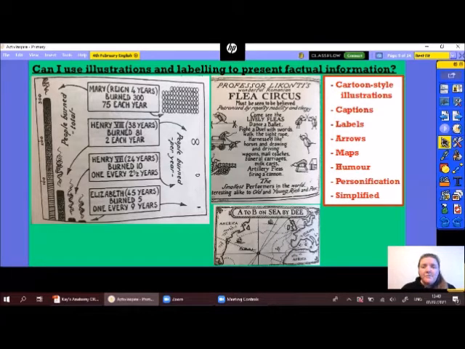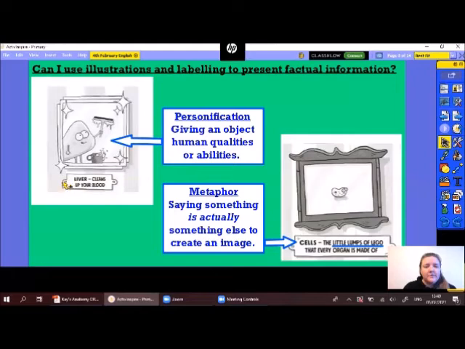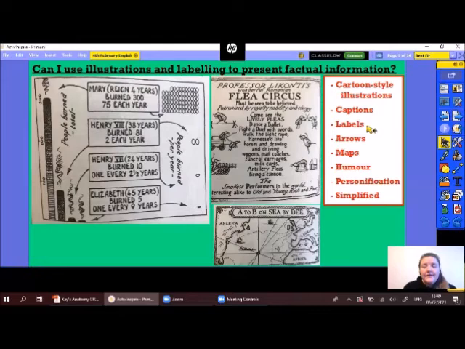So, for example, you might find cartoon style drawings. You might find captions, so like the organ pictures had captions underneath, just a little bit of writing to tell you more about the picture. Labels, arrows, maps, humour, lots of humour definitely. Personification we looked at just now, and it's simplified. That just means it's giving us quite complicated ideas in a really simple way.